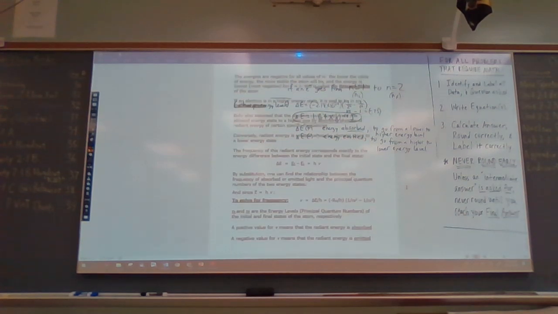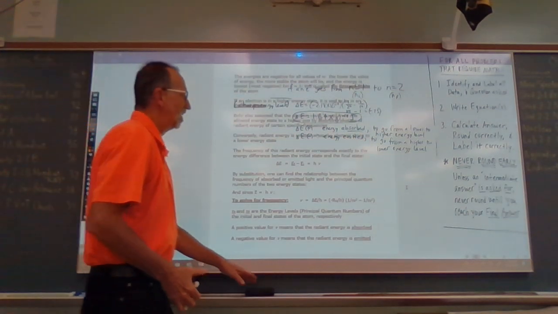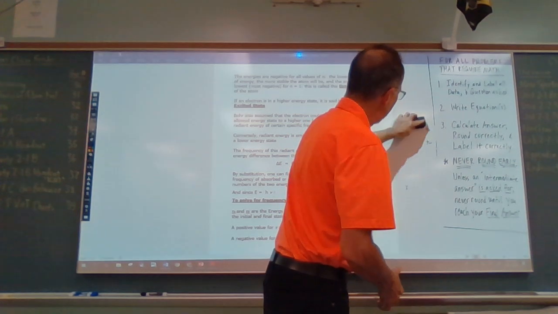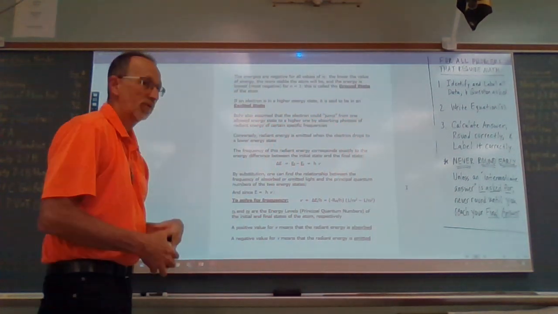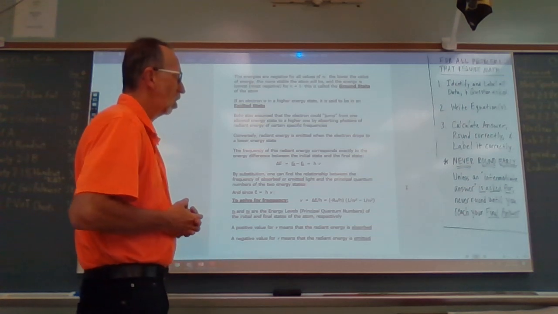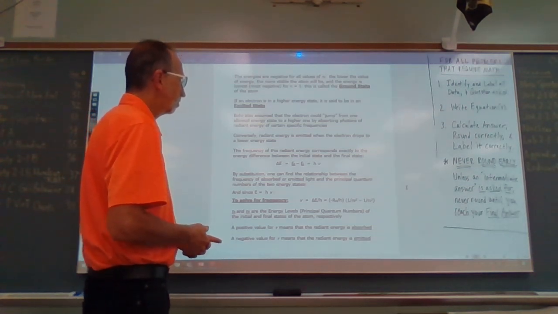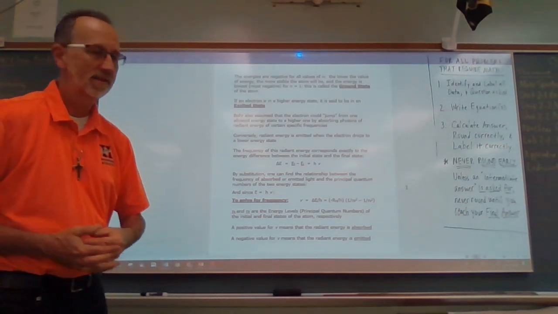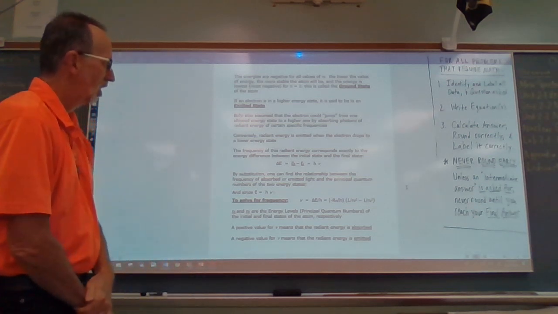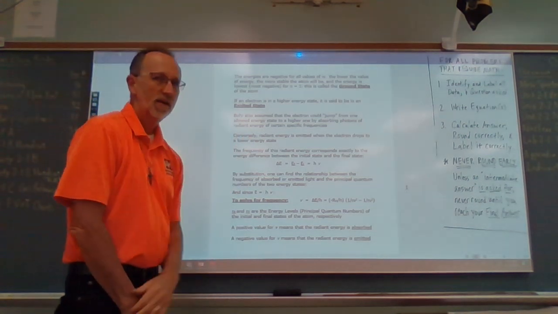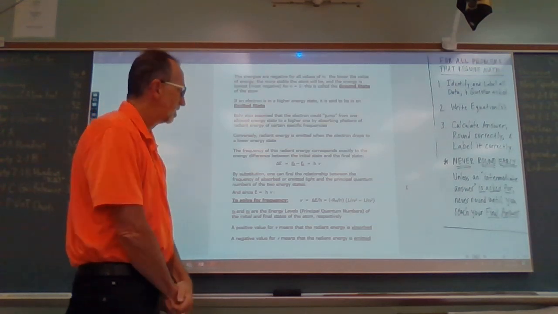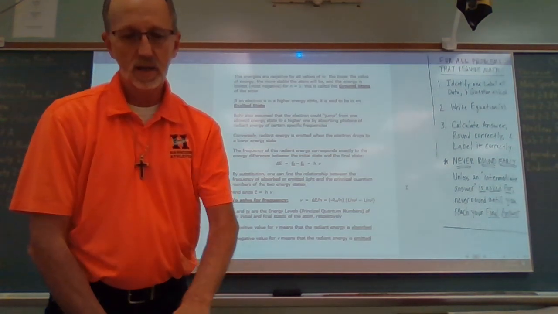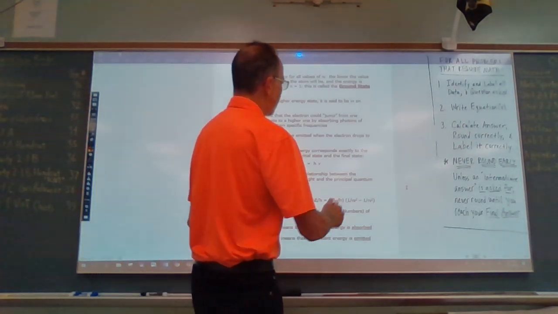This is the Bohr-Rydberg equation. The energies are negative for all values of n. The lower the value of energy, the more stable the atom will be, in other words, the most negative it will be. For n equals 1, this is called the ground state of the atom. If an electron is in a higher energy state or energy level, we say it is in an excited state. Bohr assumed that the electron could jump from one allowed energy state to a higher one by absorbing photons of radiant energy of a specific frequency, and conversely, that energy is emitted when the electron drops to a lower energy state. This was proven.